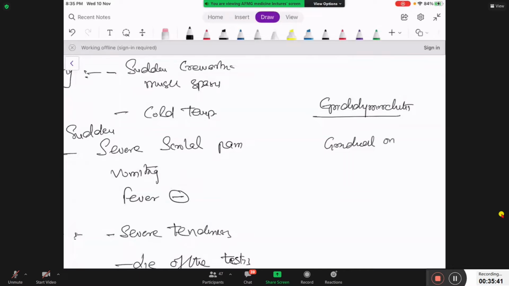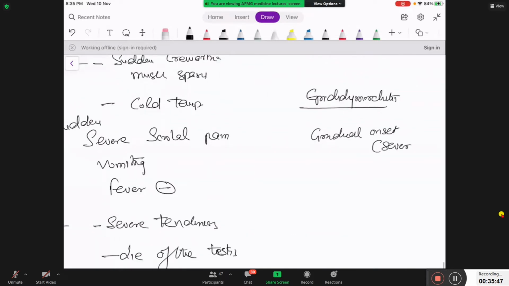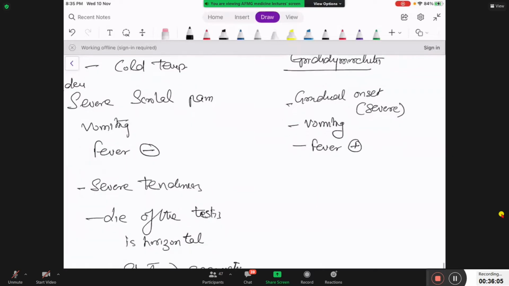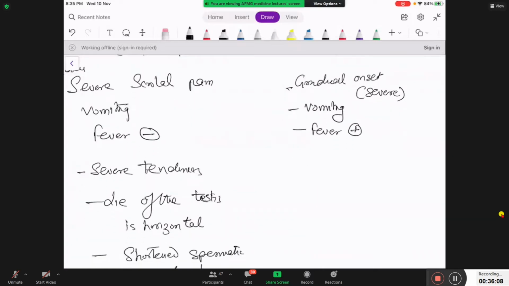If there is a gradual onset pain in the scrotum, which is not severe, the patient here can also have vomiting. Fever in this is usually present. And if the examiner is generous enough and happy with you, which is most of the time not, he will provide that there is increased frequency of micturition also.